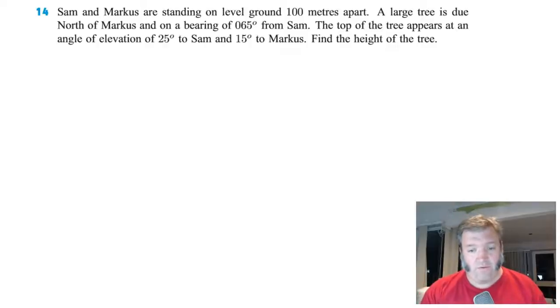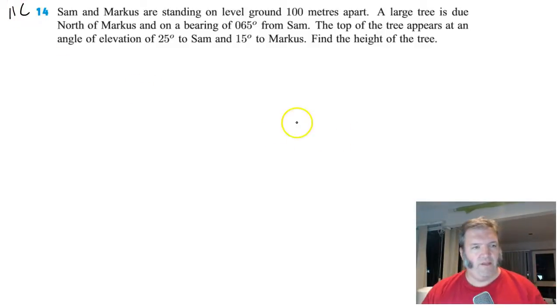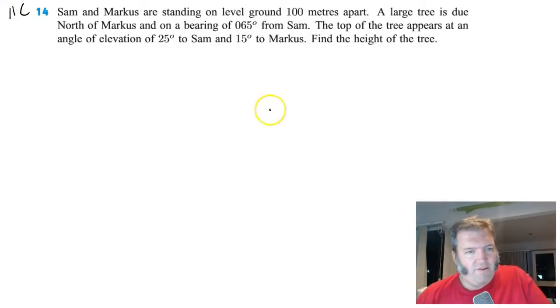Hey guys, this is quite a good question. This is from exercise 11C, so if I get my little pen working there. We've got Sam and Marcus standing on level ground 100 metres apart. A large tree is due north of Marcus and on a bearing of 65 degrees from Sam. And then the top of the tree is at an angle of elevation of 25 degrees to Sam, and 15 to Marcus. Find the height of the tree.